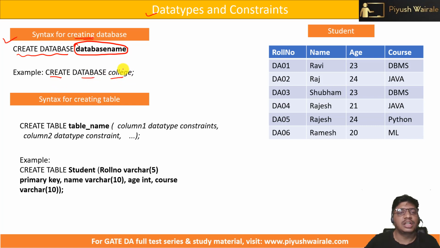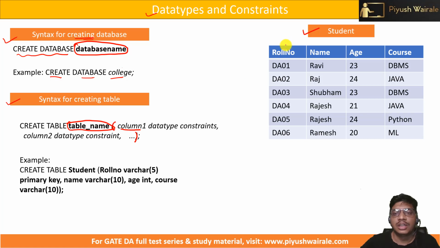Since a database is a collection of tables, we need to create tables in it, right? What is the syntax for creating a table? If I want to create this particular table, student, how to create it? CREATE TABLE, then you specify the table name, which table you want to create, and inside the brackets, you mention column 1.